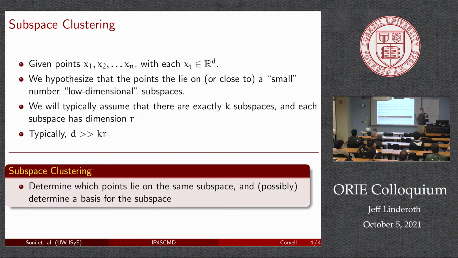The method that we're going to apply actually works remarkably well in this very different data regime, what they call high rank matrix completion as opposed to low rank matrix completion, when the ambient dimension D is close to KR. And I actually have a slide on that at the end.